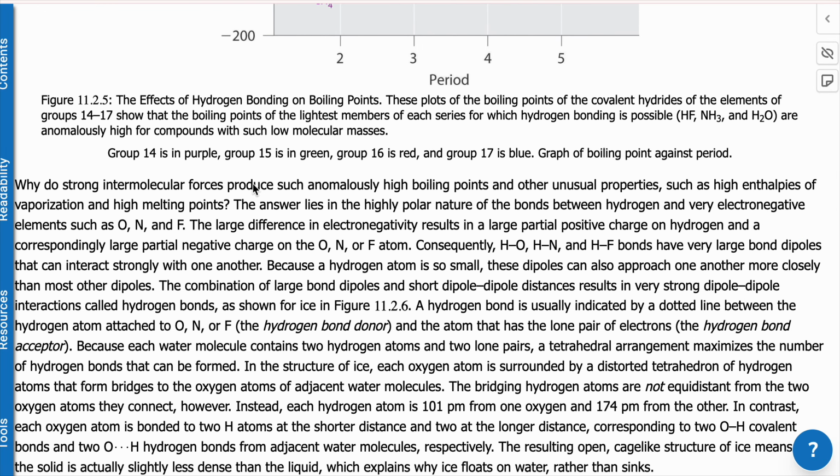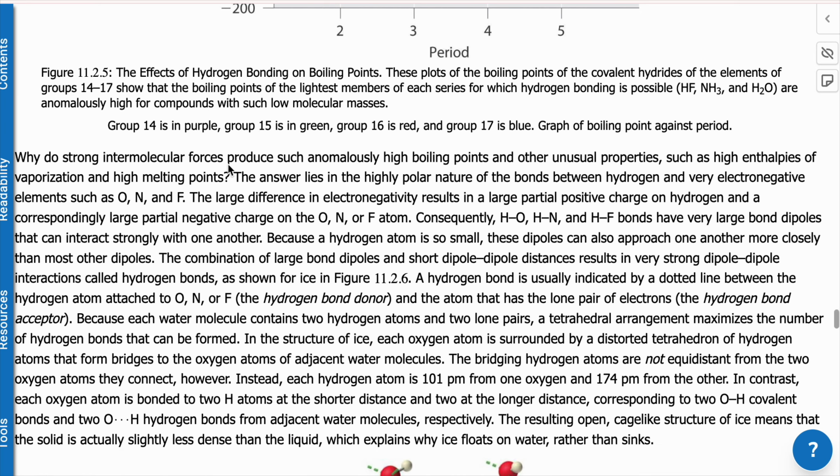Why do strong intermolecular forces produce enormously high boiling points and other unusual properties? Because of the polar nature of the bonds between hydrogen and electronegative elements. So strong intermolecular forces produce high boiling points.